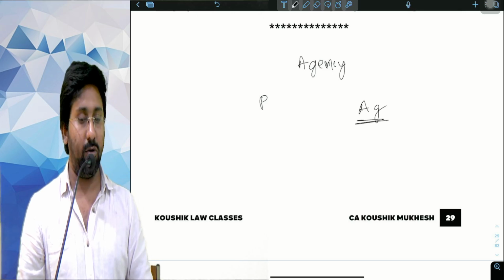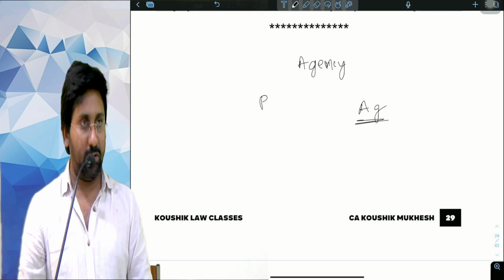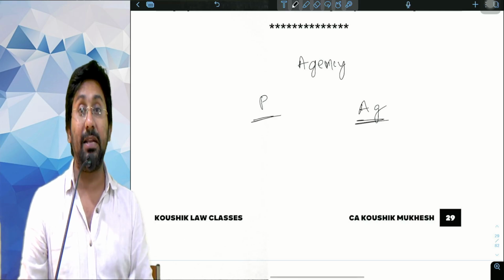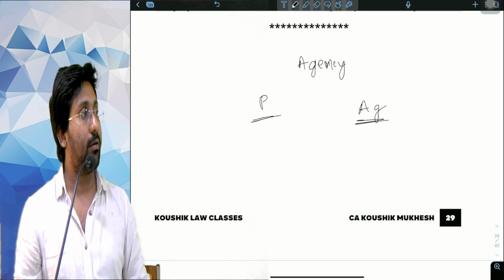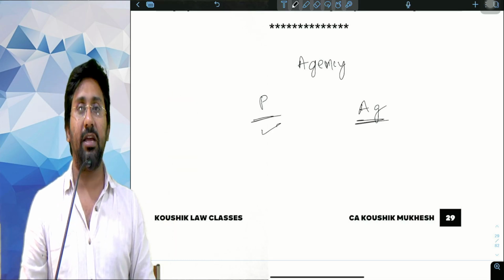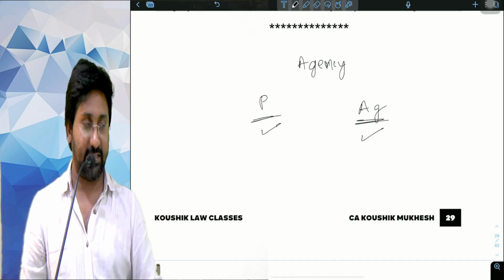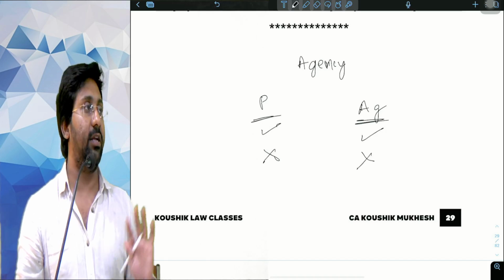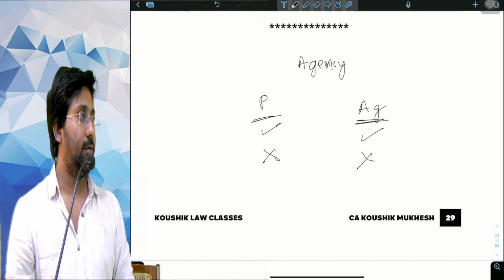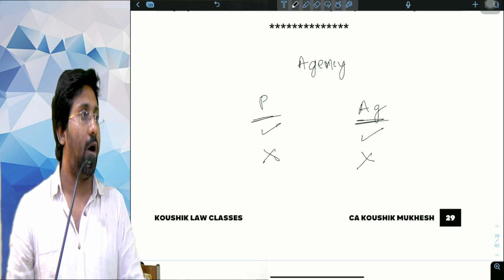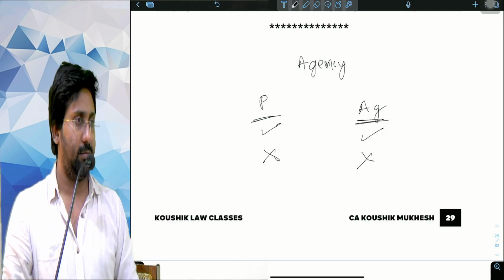What can an agent do? Correct. What can an agent do? Whatever the principal can do. See the screen now. Principal can do something. Can it be done by the agent? Yes. Principal cannot do something. Can it be done by the agent? No. That's all. This is what agency means. The total contract of agency chapter in CA Inter, if you want to convert it into one single chapter, this is the answer. On this the entire chapter will run.